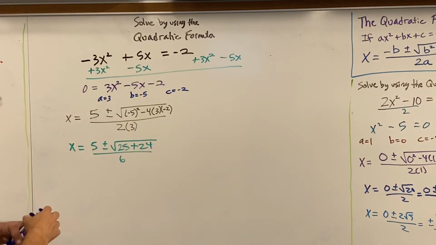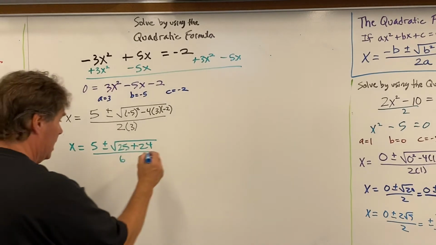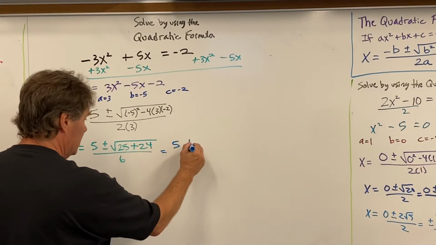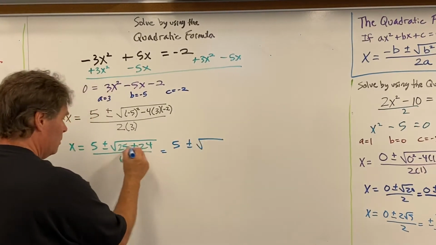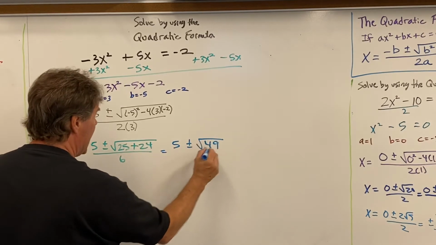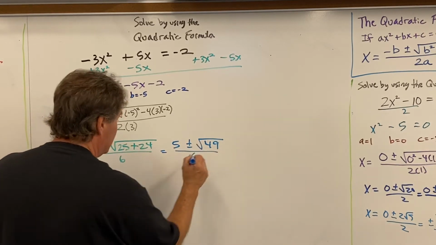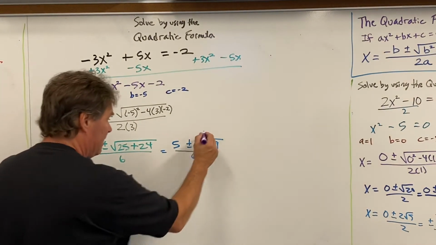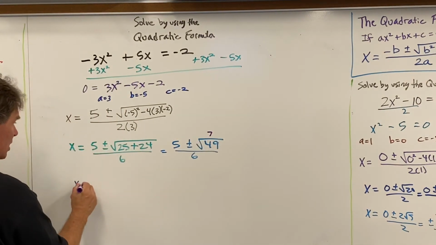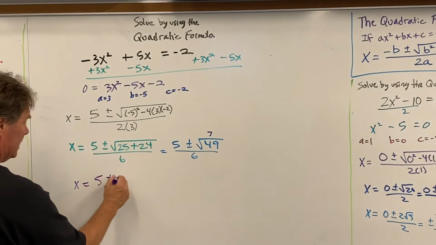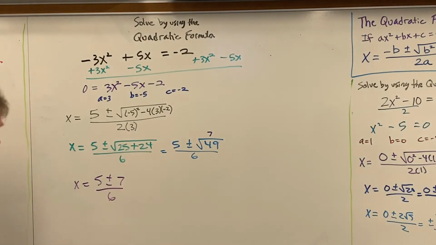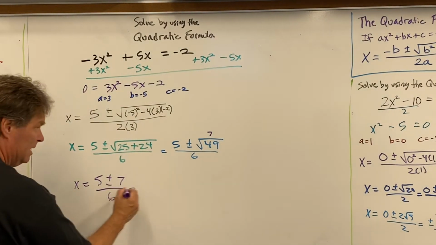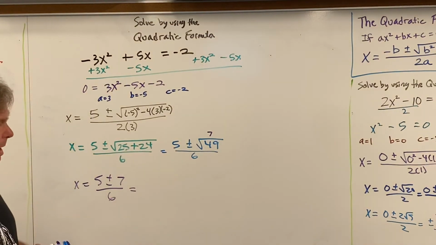And then, oh my gosh, I see it. Do you see it? Here it comes. Oh my gosh, 49. I know 49. 49 is a perfect square. It's just 7. So wait a minute, it's going to be 5 plus or minus 7 over 6, equals what? What does that equal?